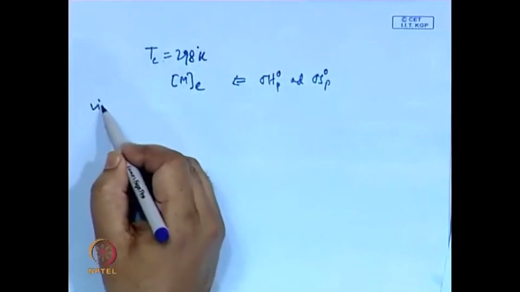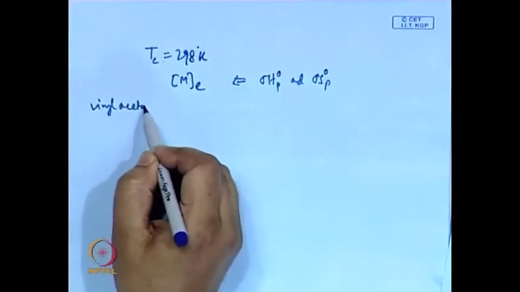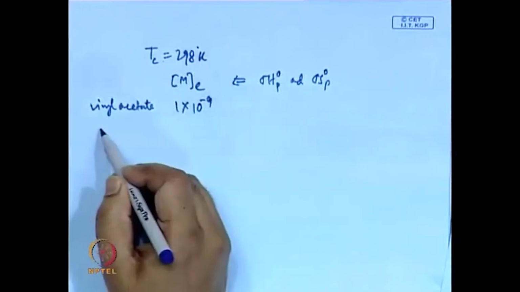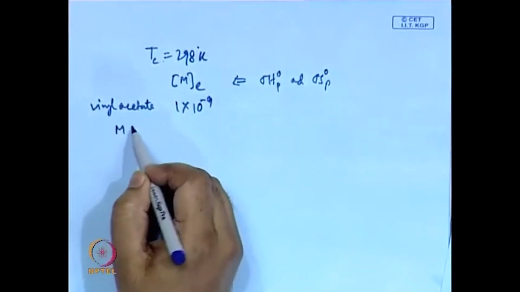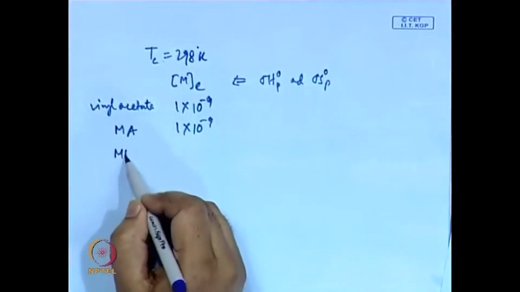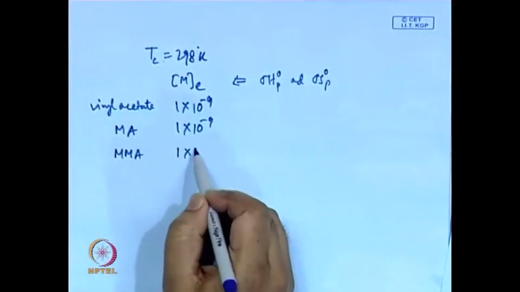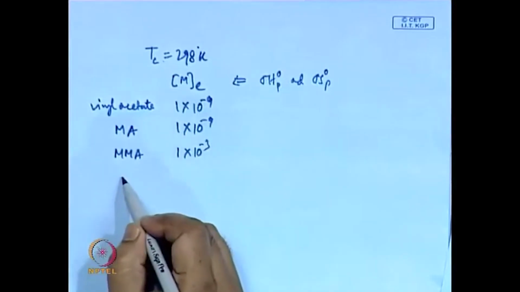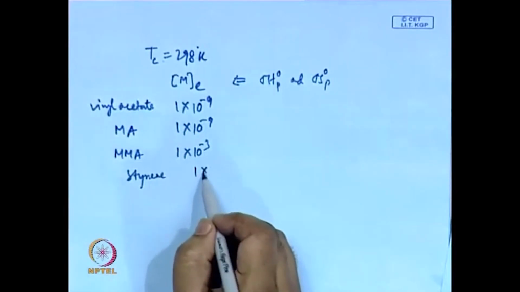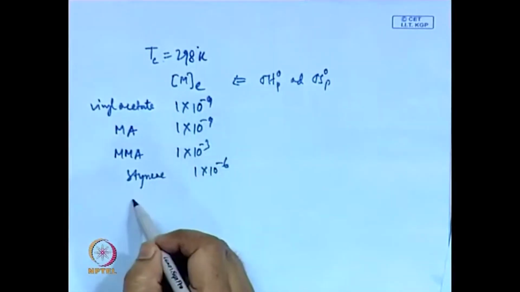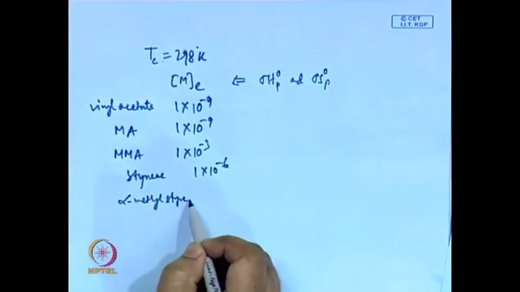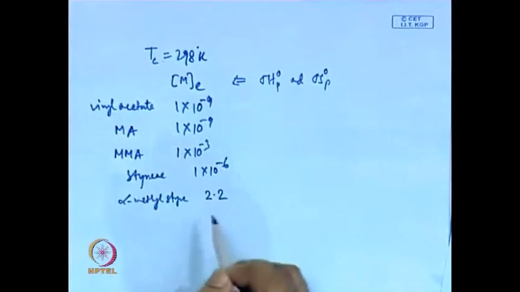So, let us see: vinyl acetate, 1 into 10 to the power minus 9 moles per liter, methyl acrylate, moles per liter, methyl methacrylate, styrene, moles per liter, and alpha methyl styrene, 2.2 moles per liter.